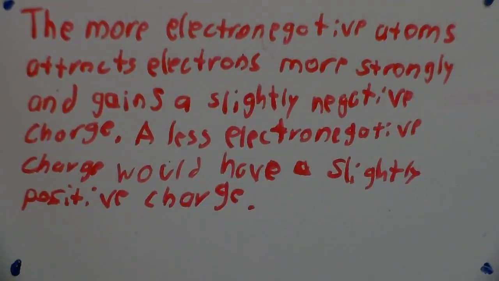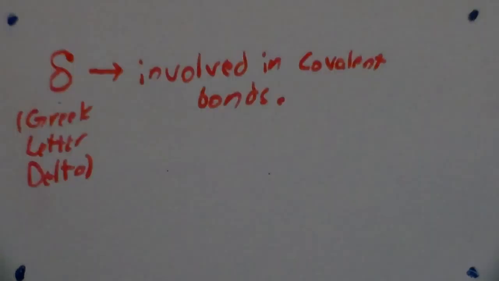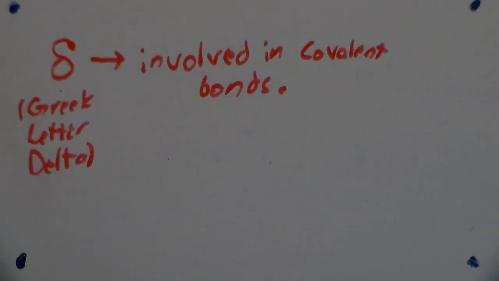The more electronegative atom attracts electrons more strongly and gains a slightly negative charge. The less electronegative atom would have a slightly positive charge. The Greek letter delta is also involved in the equations for covalent bonds.